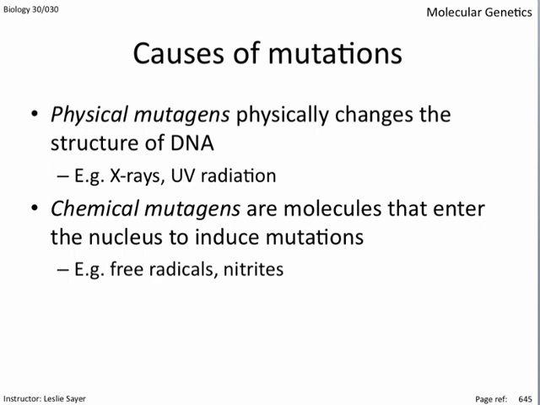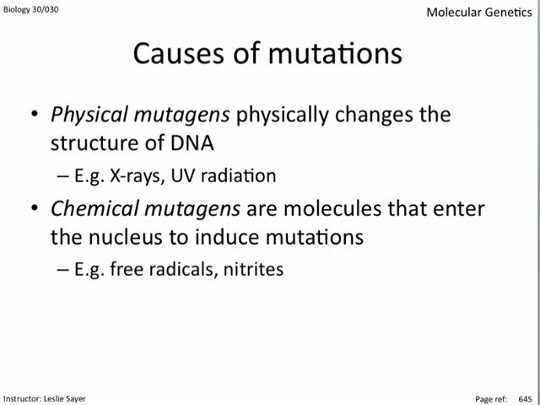Chemical mutagens are molecules that enter the nucleus to induce mutations, for example, free radicals and nitrites. Free radicals are molecules that have an unpaired electron. Free radicals damage cells by oxidizing the cell's molecules, and evidence supports the notion that free radicals in the environment are responsible for our aging.